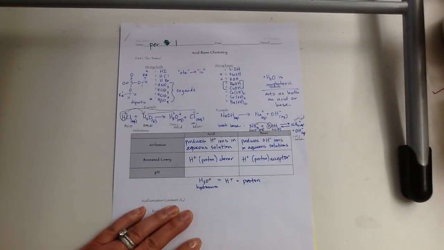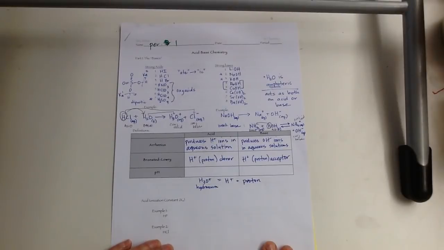Now, I will tell you that there's another definition called the Lewis acid and Lewis bases, but that's actually beyond the scope of the AP chemistry exam. So you'll learn about it when you get to college, or if you're curious about it, you can always ask me in class. But this is what you need to know for the AP test.